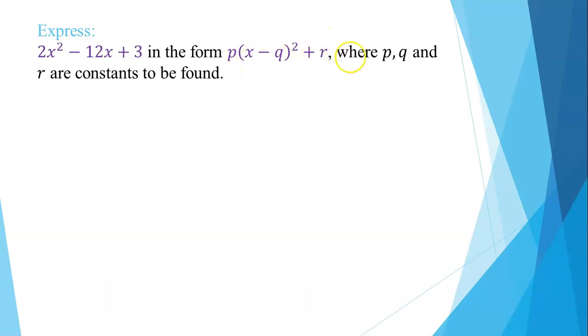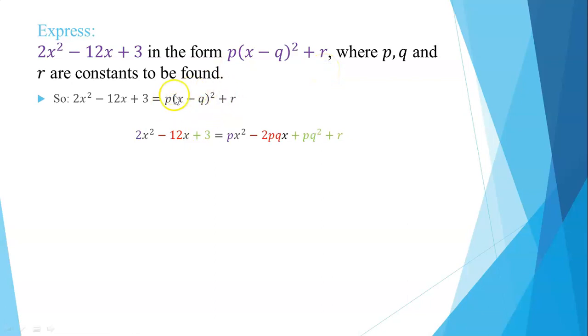So this is where we use equating coefficients. What we want to do is say 2x squared minus 12x plus 3 must be written in the form, so we make it equal to p times (x minus q) all squared plus r. We're going to expand what we have on the right hand side, and what you're trying to do is find out, by comparing both sides of the equation, what the value of p could be, q could be, and r could be.